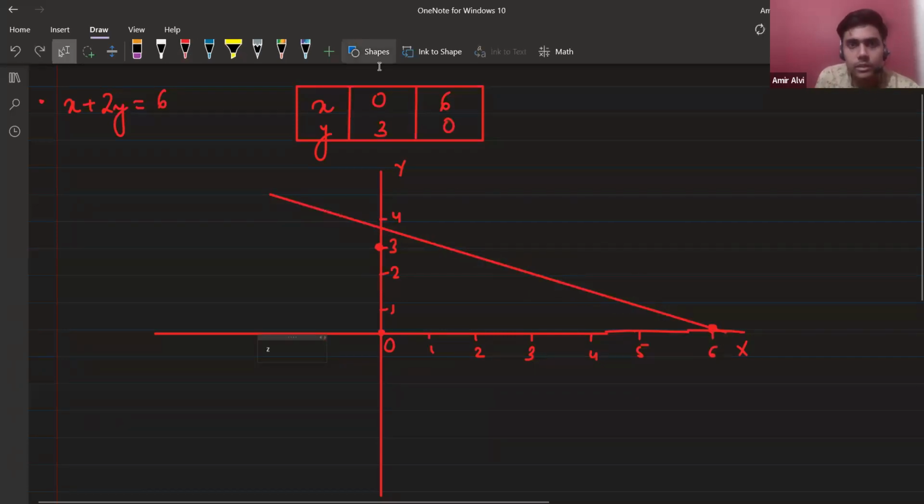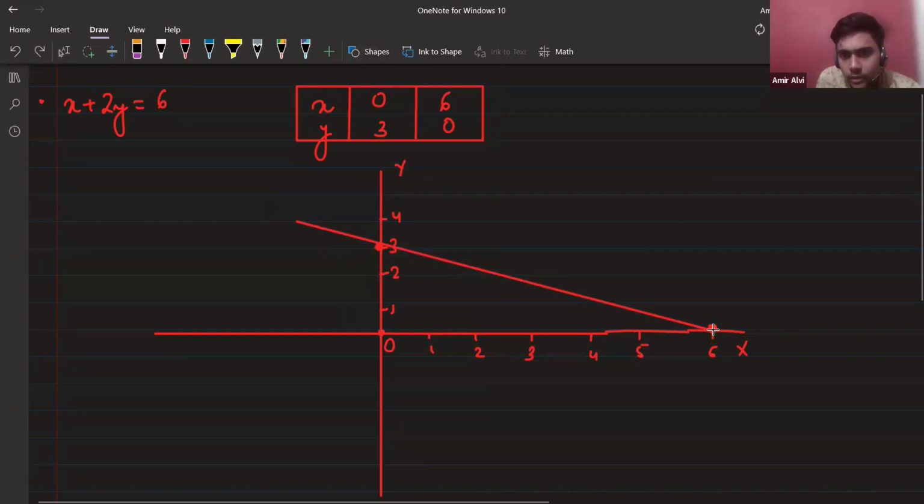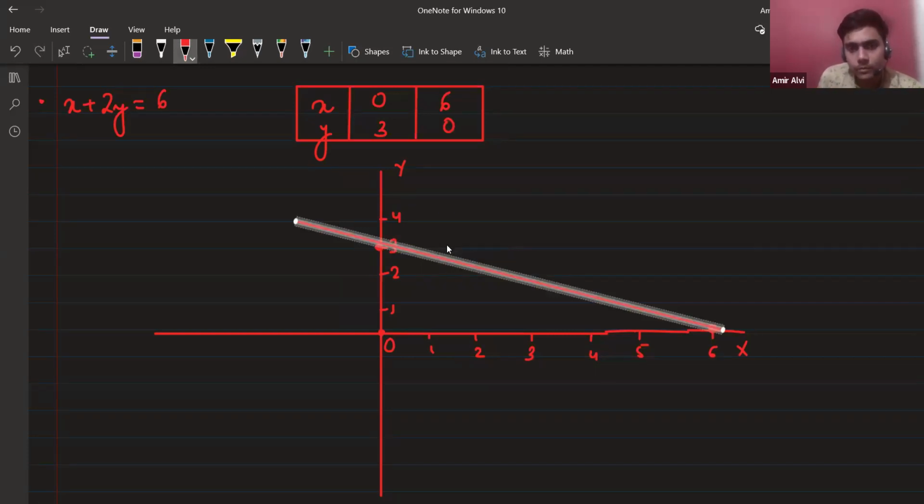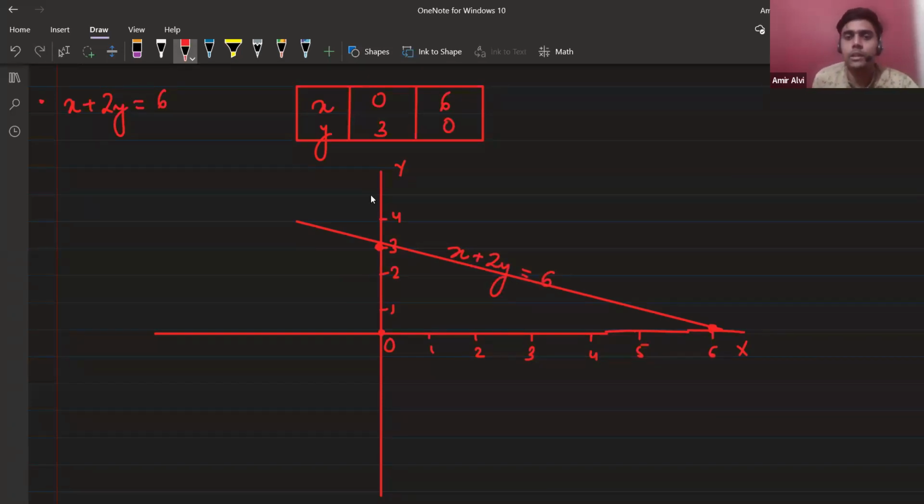Just a second. Let me join here. Click it. So now this is the line x plus 2y equals 6. Any doubt?